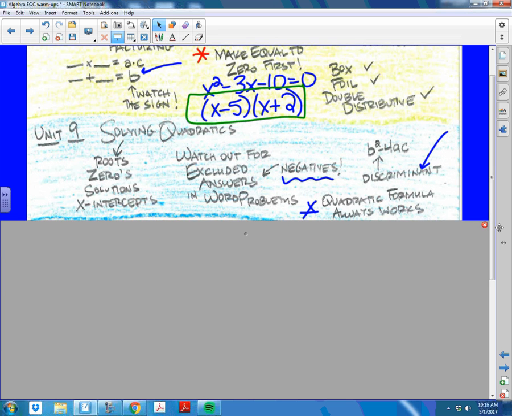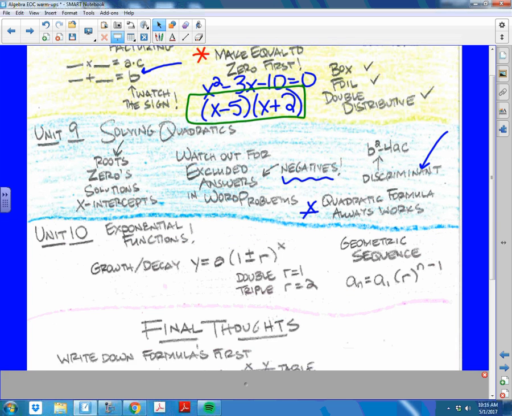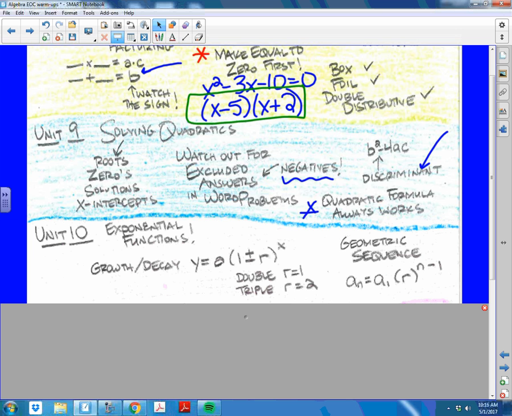And your last unit, which is the one we just finished, is pretty much this. Exponential functions. Remember the growth or decay model is your starting point times 1 plus or minus the rate to the x power. X being time. This is your time intervals. This is the starting point. Remember, if you double something, the rate is 1. If you triple something, the rate is 2.